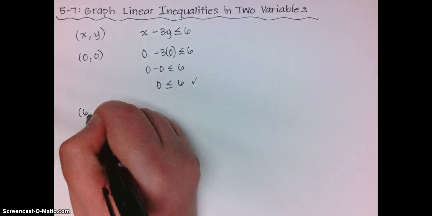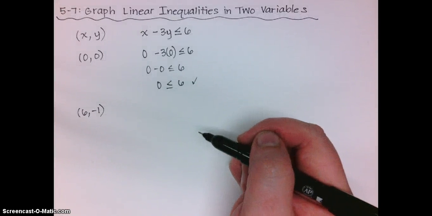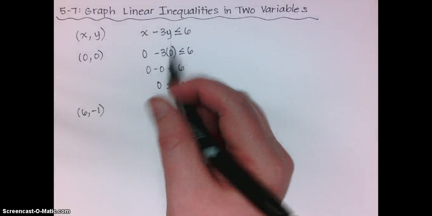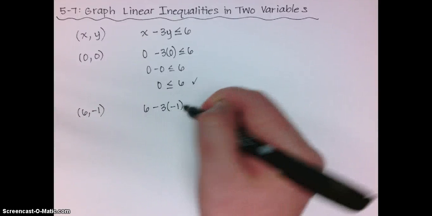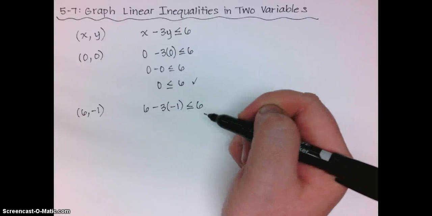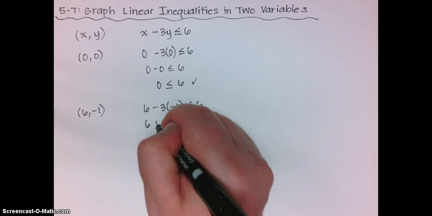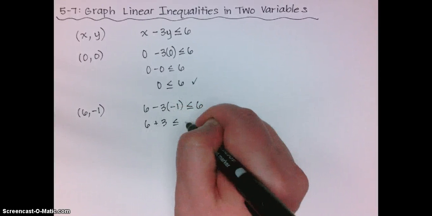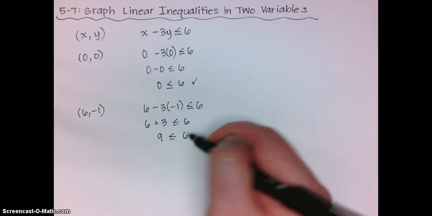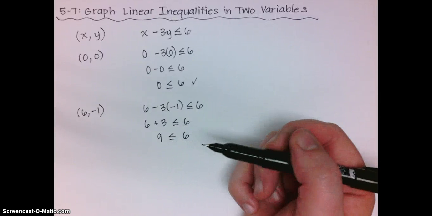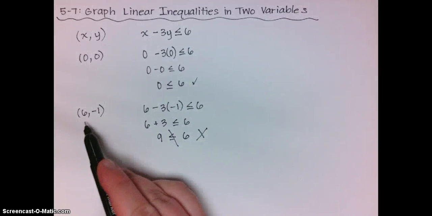How about 6, negative 1? All right, so the same process that I did before, I'm going to plug in. So for my x value, I'm going to plug in a 6 minus 3 times negative 1, and I want to see if that is less than or equal to positive 6. So let's see here. Negative 3 times negative 1 is positive 3, and 6 plus 3 is 9. Now, is 9 less than or equal to 6?